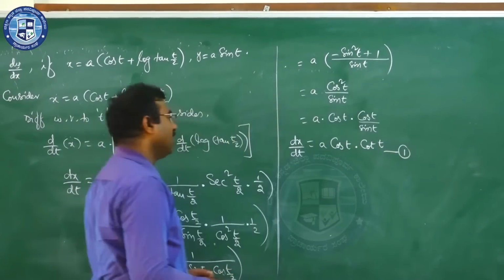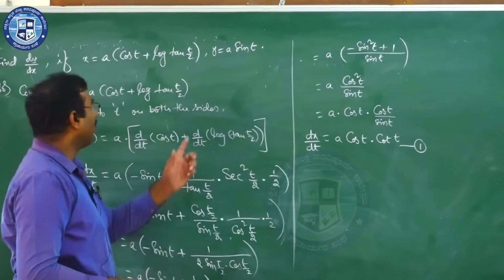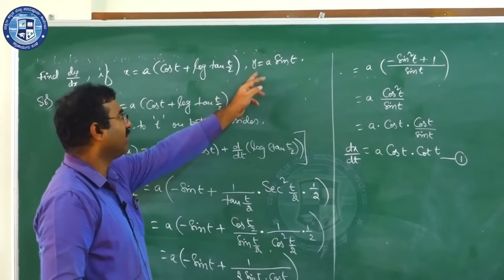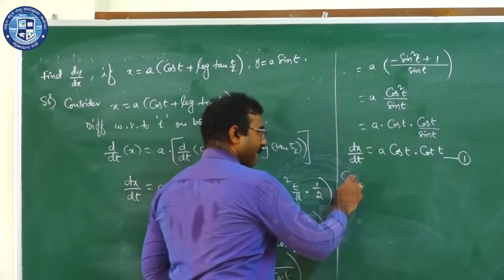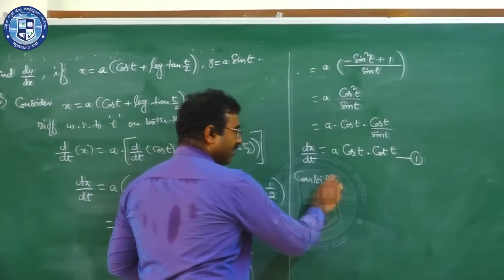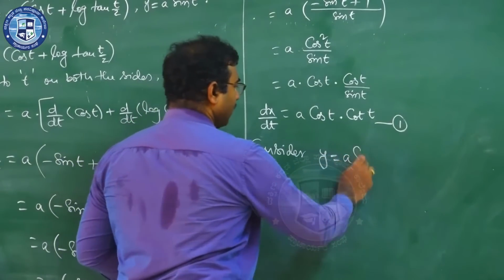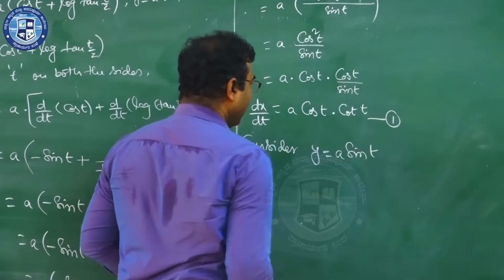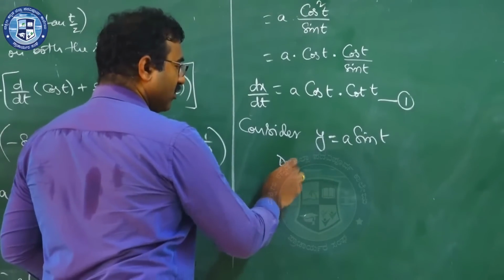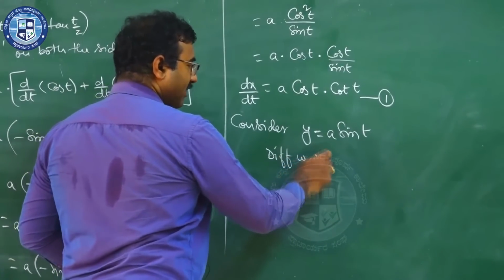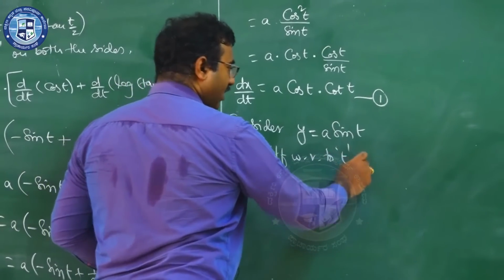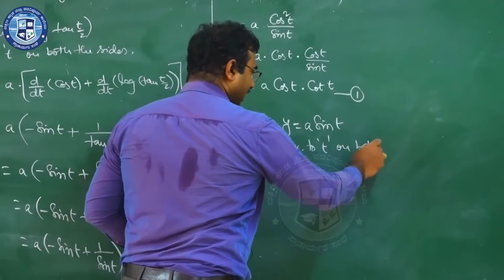We take this as 1. And now we consider the y value. Consider y is equal to a sin t. Then we differentiate with respect to t on both sides.